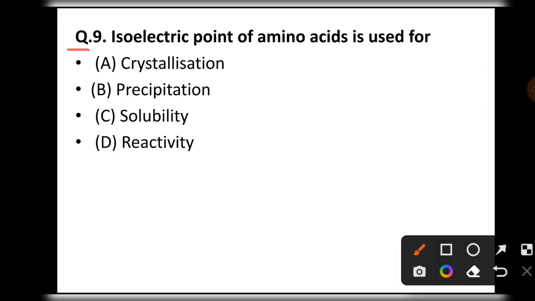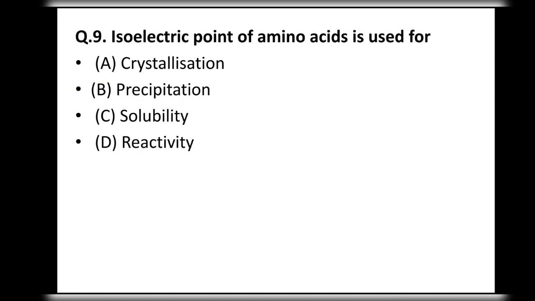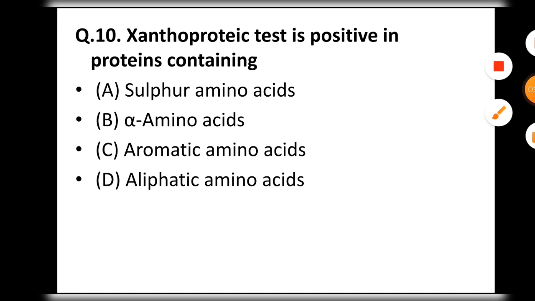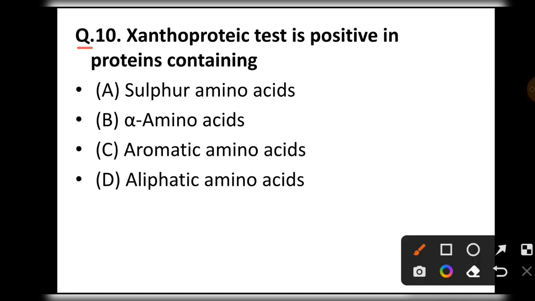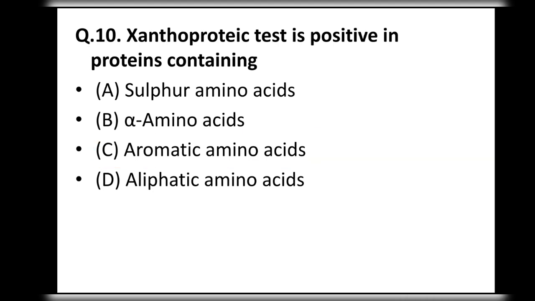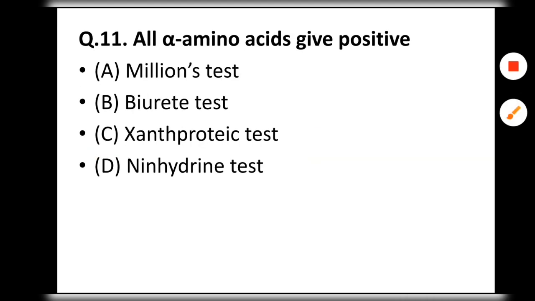Question 9. Isoelectric point of amino acid is used for. Correct answer is option B. Used for precipitation. Question 10. Xanthoproteic test is positive in protein containing. Correct answer is option C. Containing aromatic amino acid.